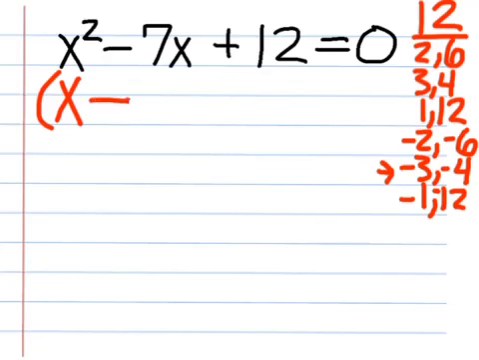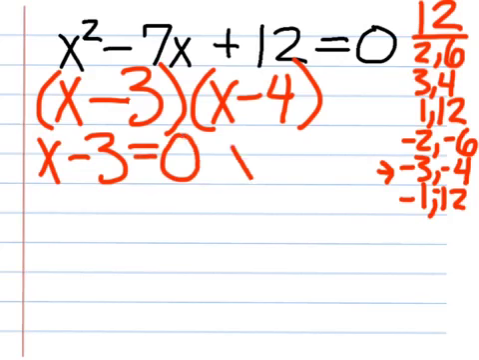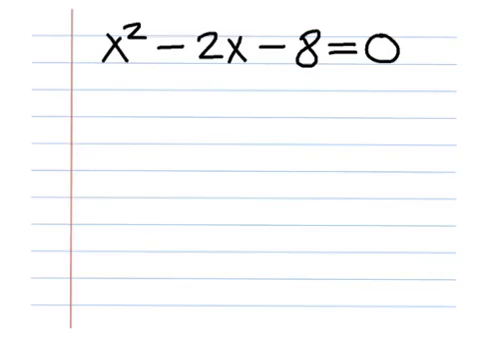Negative 3 and negative 4. So we plug those in, x minus 3 and x minus 4. Set those equal to 0. Oops, that should be a minus sign. Minus 4 equals 0. When we solve these, we add 3 to both sides, we get x equals 3. Add 4 to both sides and get x equals 4. And those are our final answers. Let's go ahead and try practice problem number 3.